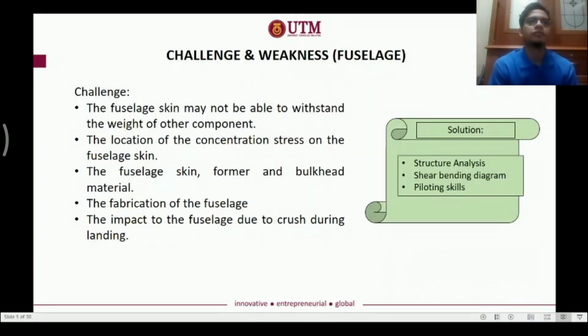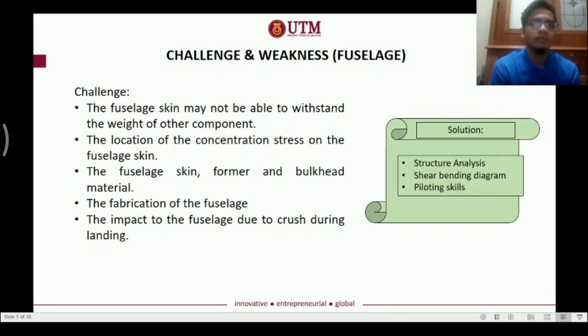So the challenge and weakness in the fuselage design is that the fuselage scheme may not be able to withstand the weight of other components, and it will cause the skin to bend. Next is the location of the concentration of stress on the fuselage skin. With these two challenges, the solution is to use structural analysis and shear bending diagram to know whether the material for the fuselage skin is suitable for the aircraft or not.